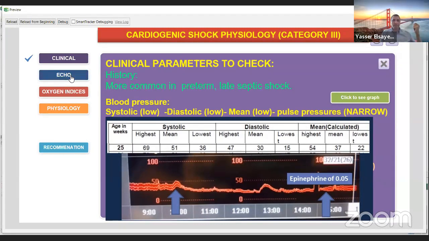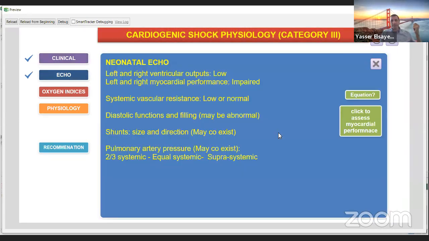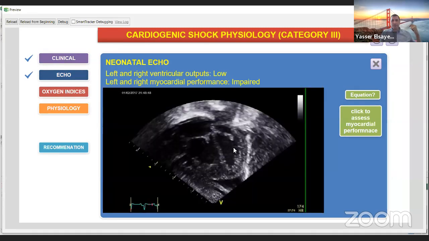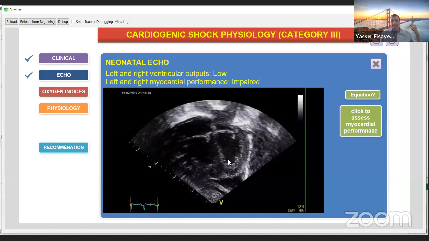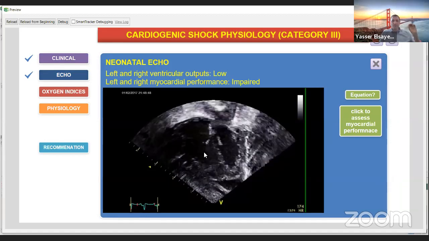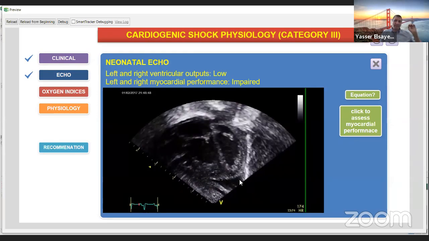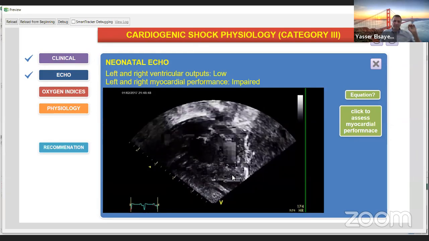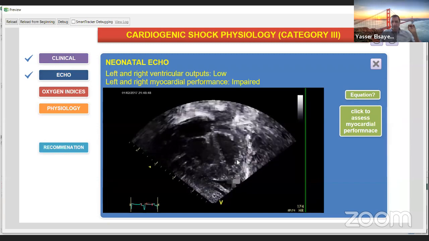If you look at the echo, it is quite similar to category number 2. So you can realize in this echo that the heart is not contracting. The heart is very weak. The cardiac output in this infant was just 30 ml per kg per minute. There is minimal pericardial effusion here. It's not very important, but the heart is not really contracting.